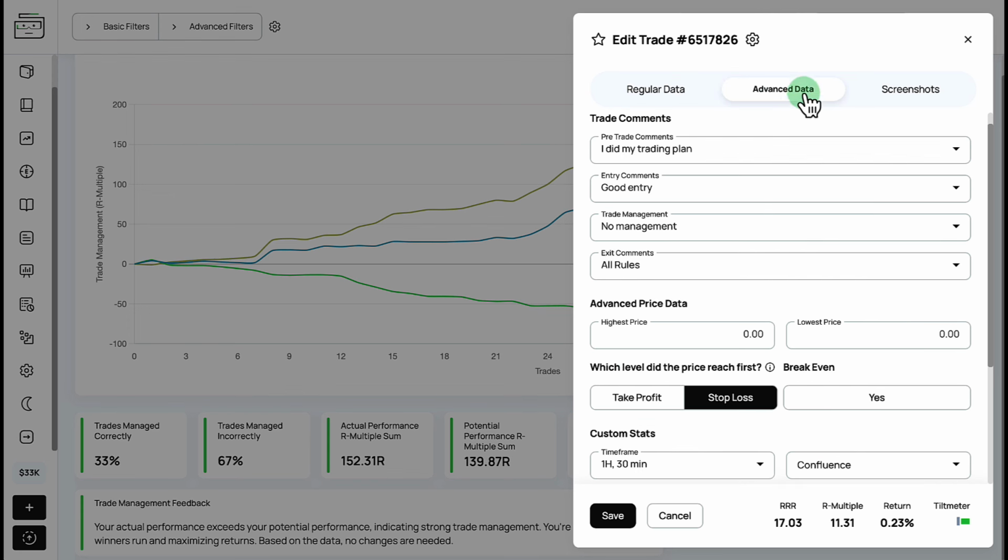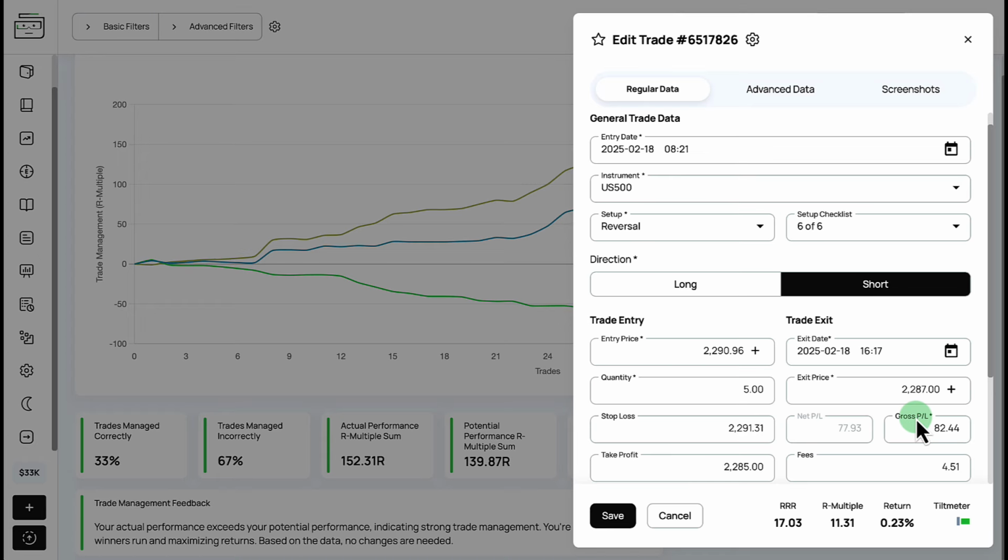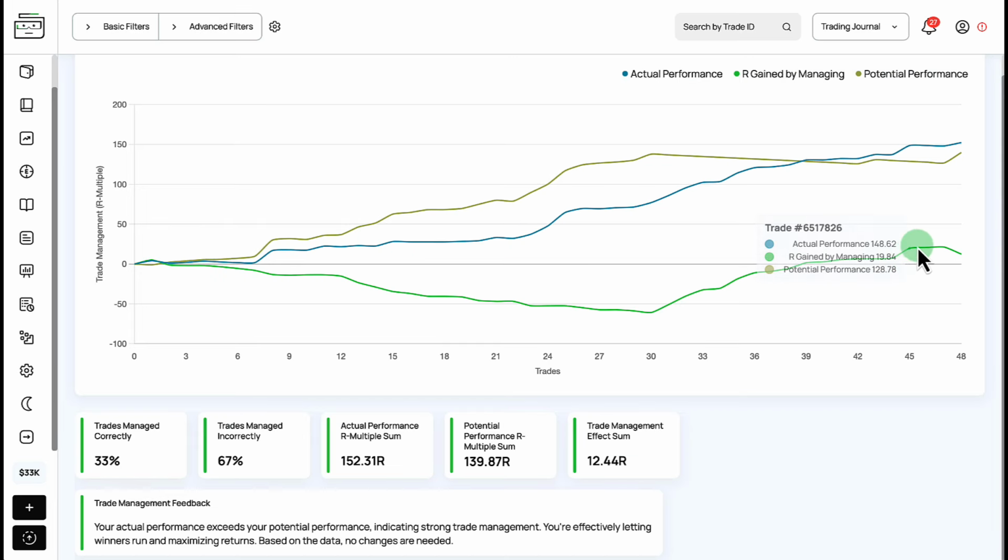When we go to the advanced trade data, you can see for this trade, stop loss would have been reached first before the take profit. So this tells us if we would not have exited the trade, the price would have turned around and went into our stop loss. We would have realized a loss if we would not have actively managed the trade and closed the trade where we did. And that's why you see here the jump in this data point, because it shows a good trading decision and a good early exit. And that is then how you can analyze your trade management graph.